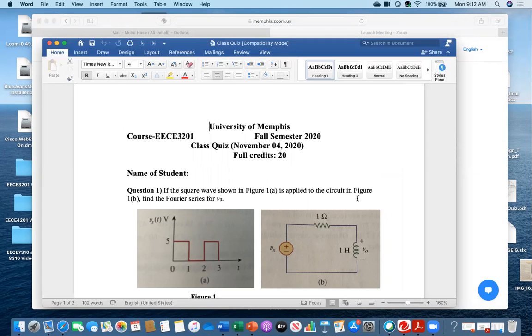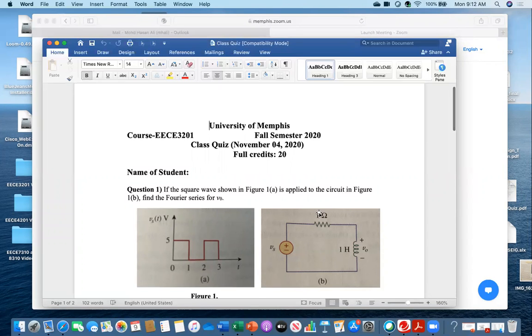This class quiz has not been graded yet, but I already uploaded the solution for the class quiz and the midterm exam too on eCoursera. If you see the exam tab, then you can see the solution for the midterm exam. And if you click on the class quiz tab, then you can see the solution.